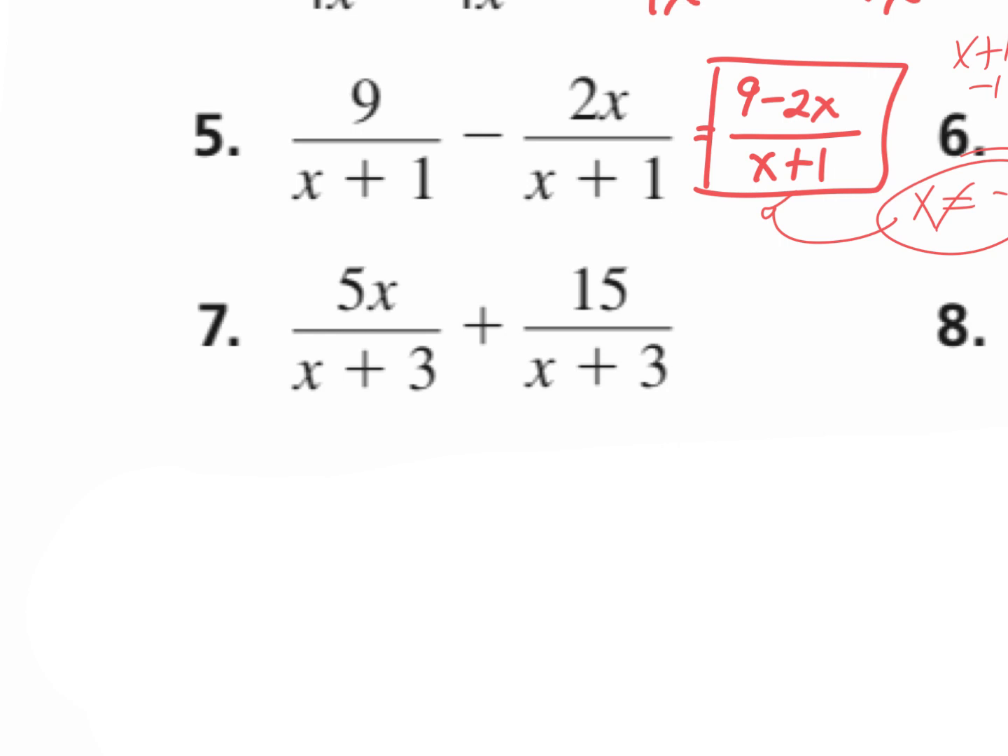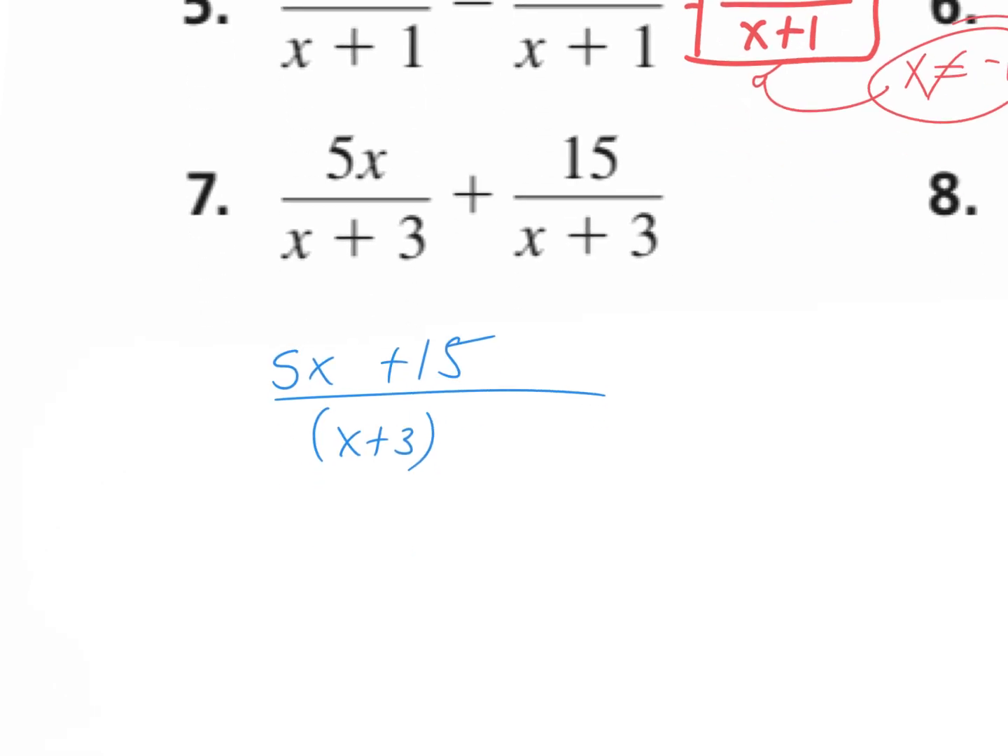All right, let's look at 7. Common denominator? Yes, so x plus 3. Then you have your numerator, 5x plus 15. Can you combine 5x plus 15? Yes or no? No. But can you factor anything out? Yeah, I can take out a 5. And when I factor out a 5, if I divide this by 5 and this by 5, I'm left with x plus what? Perfect. Over x plus 3.